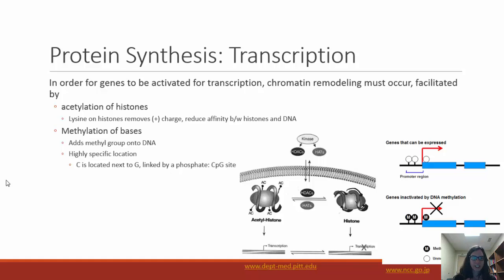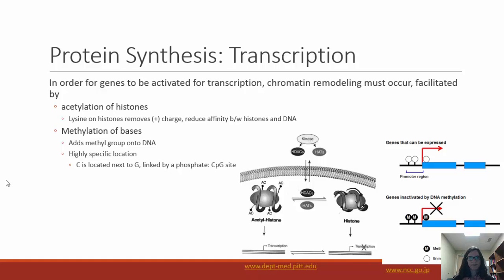So in order for genes to be activated for transcription, chromatin remodeling must occur. And just as a reminder, the chromatin is the DNA that's all clumped up in the nucleus. And this chromatin remodeling is facilitated by a couple of different processes. So the first process is the acetylation of the histones.